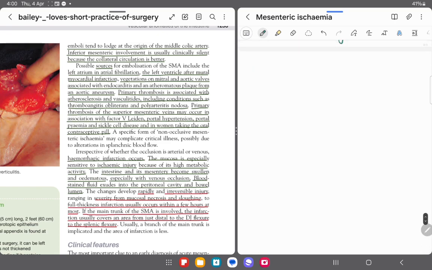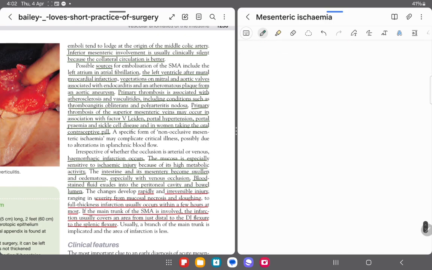Primary thrombosis of superior mesenteric veins may occur in association with factor V Leiden, portal hypertension, portal pyemia and sickle cell disease, and in women taking the OCP. A specific form of non-occlusive mesenteric ischemia may complicate critical illness, possibly due to alterations in the splanchnic blood flow.